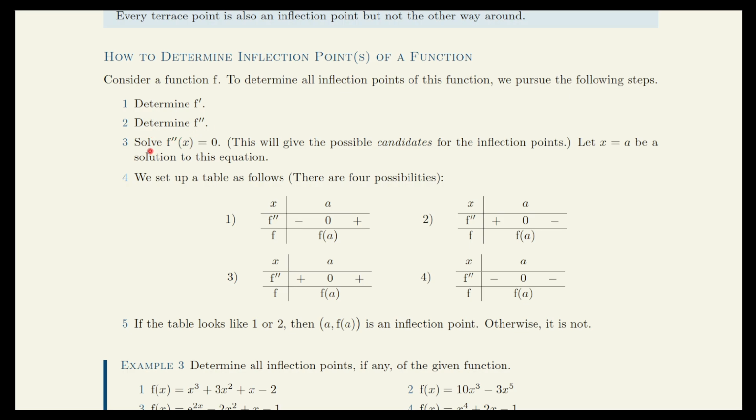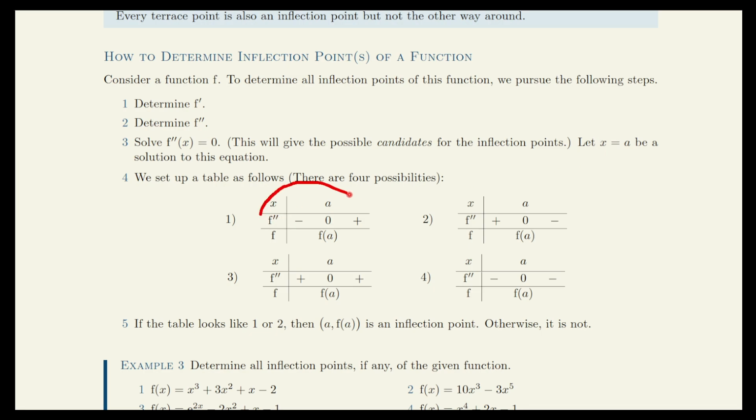But then you put f double prime equal to 0 and start solving this equation. This will give the possible candidates, so I have written them in italics, so that you understand that these are only candidates. So let us assume that x equals a is one of the solutions here. You cannot immediately jump and draw the conclusion that, oh, I found the inflection point and x equals a is the x-coordinate of the inflection point, because it might be a fake one. How should we understand that?